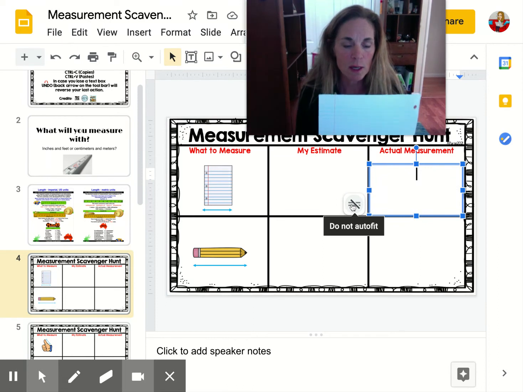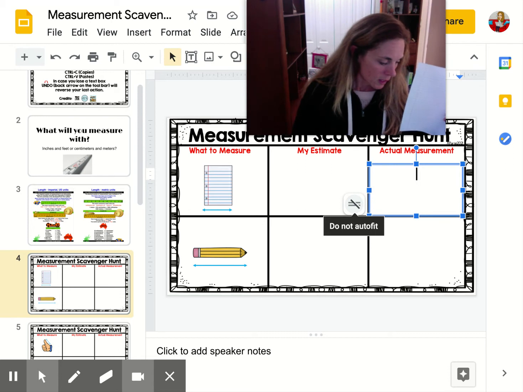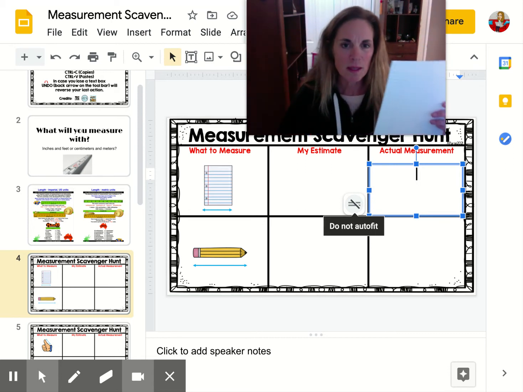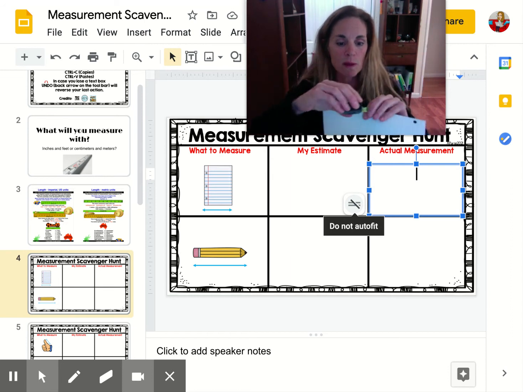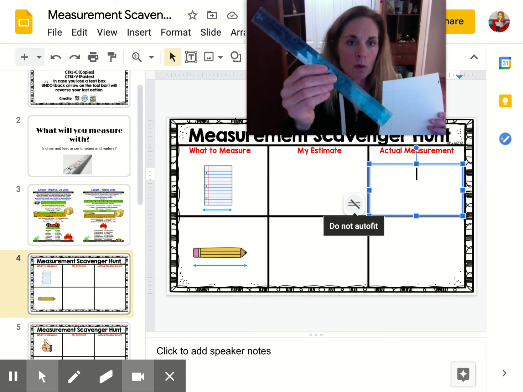I'm just going to do it. So here's my piece of paper. I think this would be really hard to measure with. I also don't think that this is appropriate. It's really long, but this isn't. So I'm just going to use my regular old ruler.